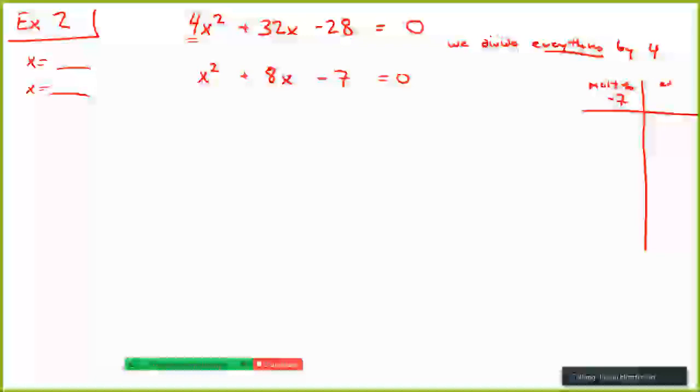And it has to add to +8. So to multiply to a 7, it has to be 1 times 7. To make it a -7, though, that's our clue that one of the numbers is negative. So that means we are adding -1 plus 7 or 1 minus 7. And when I try adding those, we get 6 or -6.